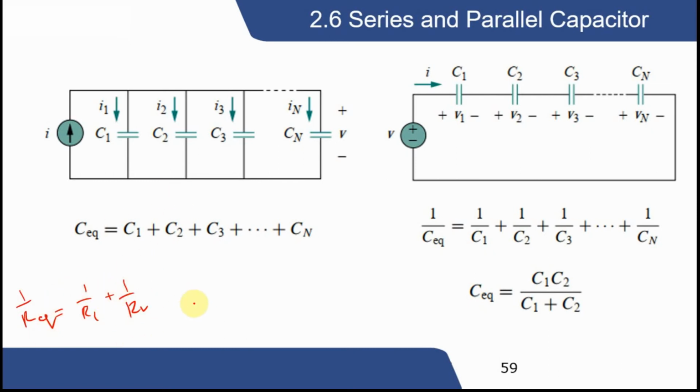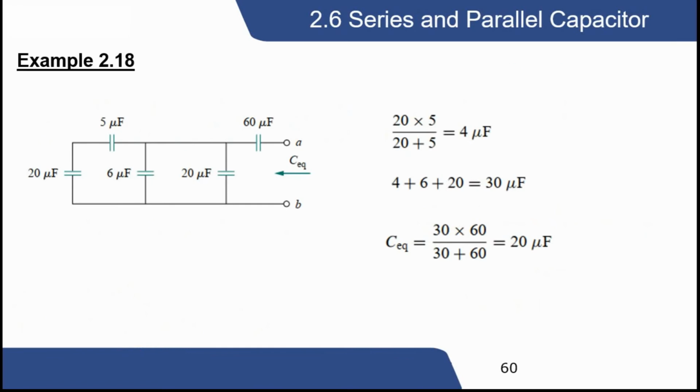This means that for conductance we have G2 plus G1 equal to G equivalent. So when we have parallel capacitance, we add them, and when we have series capacitance, we do the same as parallel resistance: 1 over C1 plus 1 over C2. So this is series and parallel capacitance.